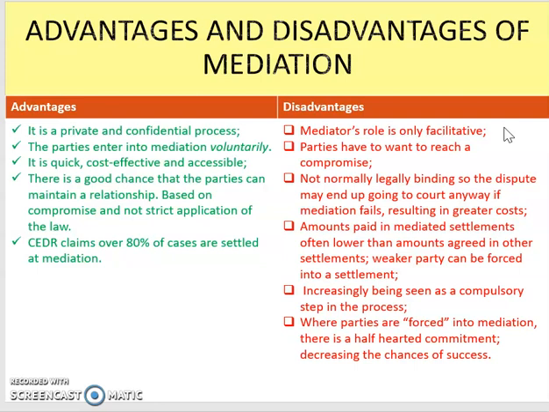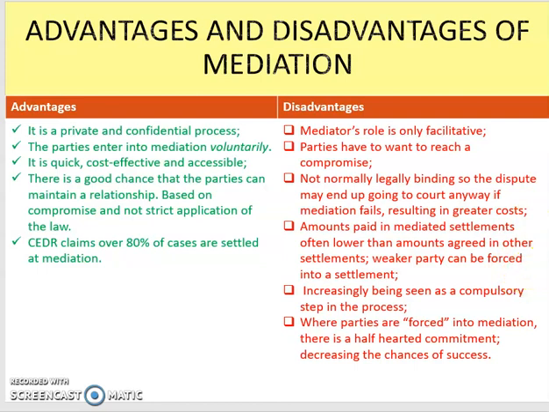Another disadvantage is that parties have to want to reach a compromise. So you can imagine in family disputes, if one party is very angry with the other party, they might not be willing to reach a compromise. So mediation's only going to be effective if the parties are willing to do a bit of give and take. Mediation isn't normally legally binding, so it might mean that even if you try this, it might fail and you end up in court anyway.